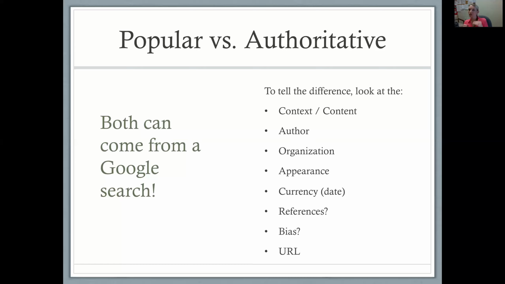Now, as we're going through these examples, you're going to notice that one website might not have all these things perfect, right? And that doesn't necessarily mean it's not authoritative or it's popular. It's up to you guys to make the decision. Does this have enough of this list for me to trust this piece of information? And can you defend that? So let's talk about the URL real quick.